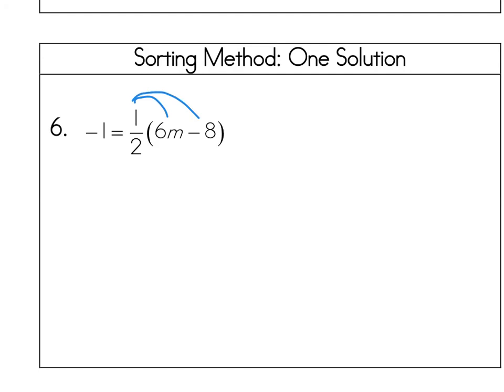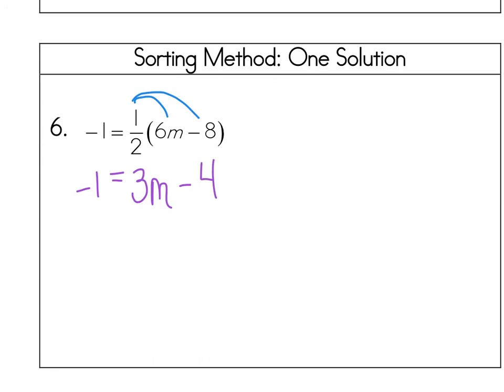We're going to distribute. So we end up getting negative 1 is equal to half of 6. What's half of 6? Well, if you're not sure, you can always do 1/2 times 6, type it right into your calculator, but I know that that's 3. So 3m. I also have to find half of negative 8. So what's half of negative 8? Well, that's negative 4. 1/2 times negative 8.